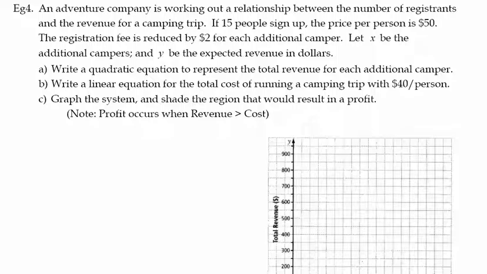Okay, example number 4. An adventure company is working on a relationship between the number of registrants and the revenue for a camping trip. If 15 people sign up, the price per person is $50. It sounds like something that we've done before. You're talking about revenue, and we know revenue equals price times quantity.